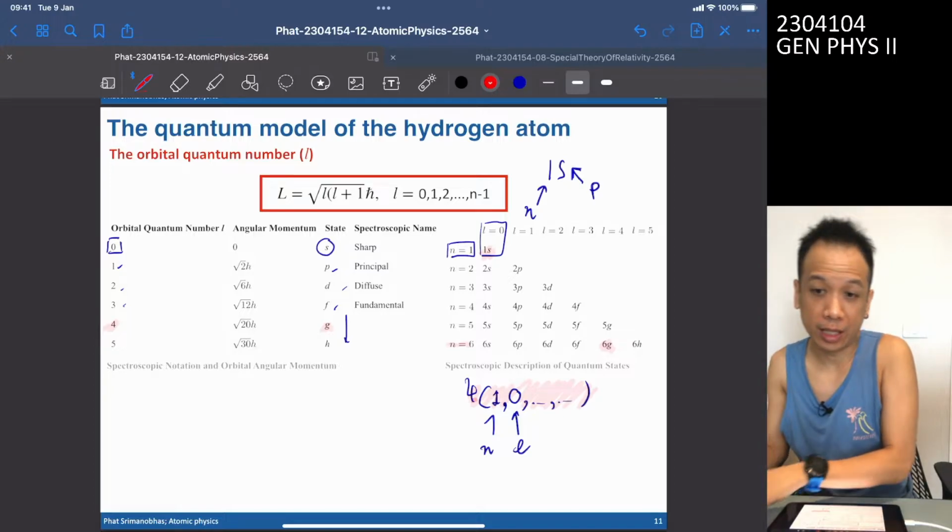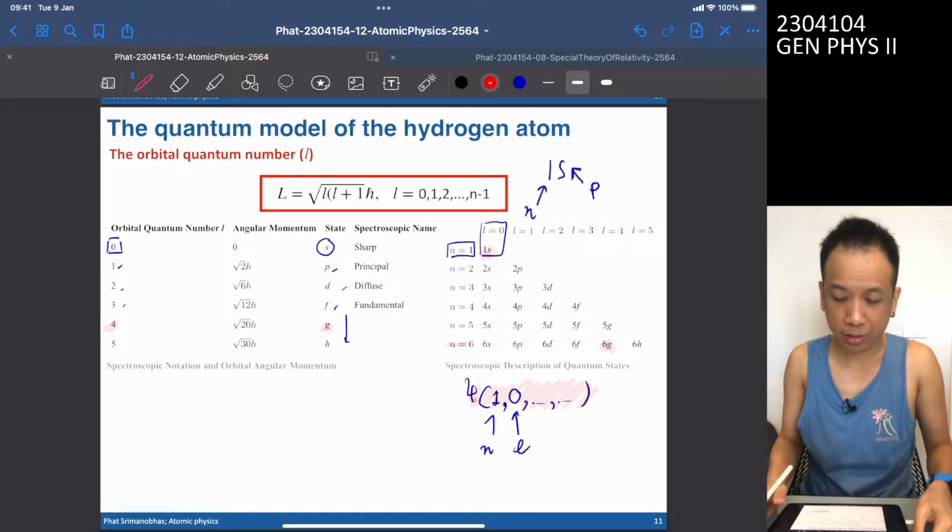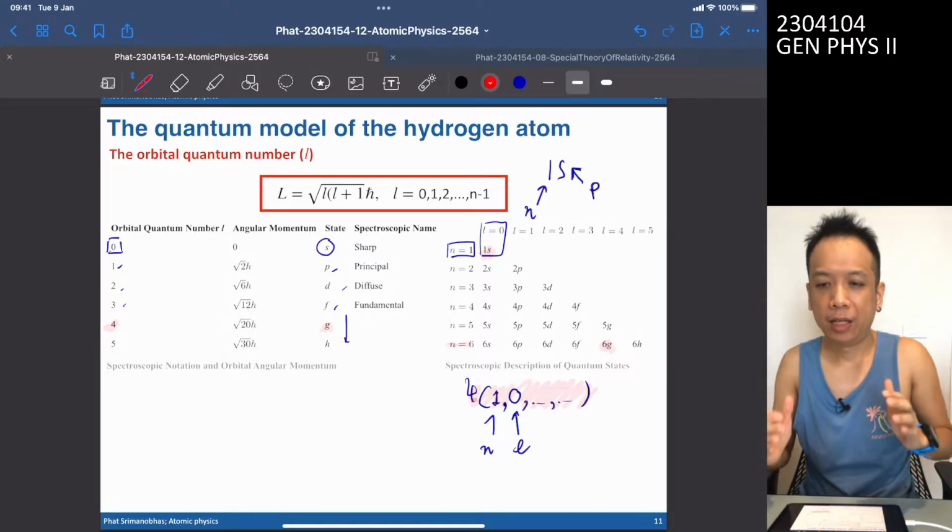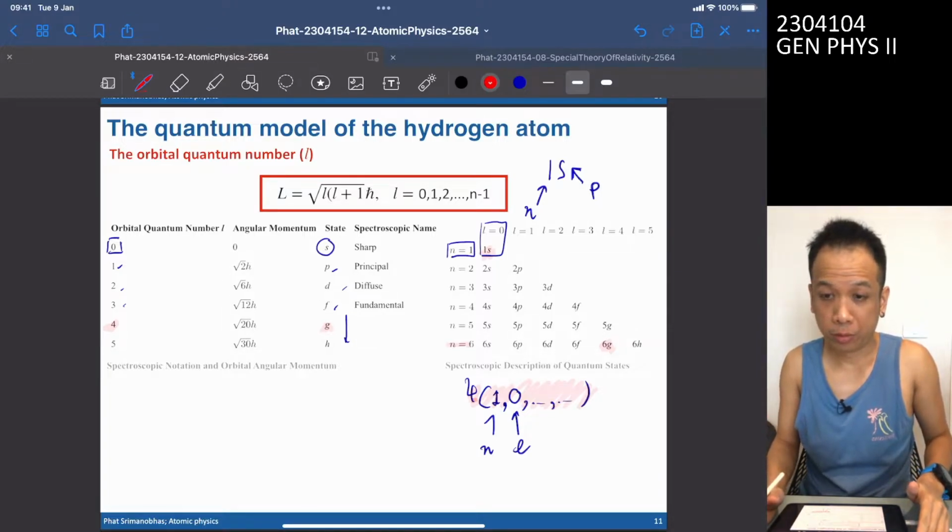As you can see, this topic is not heavy calculation, but you need to understand the idea behind the model.